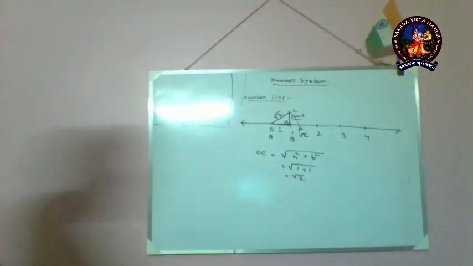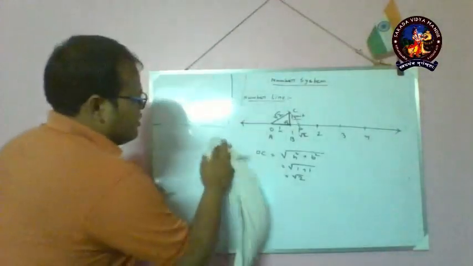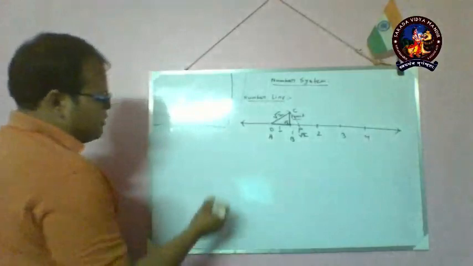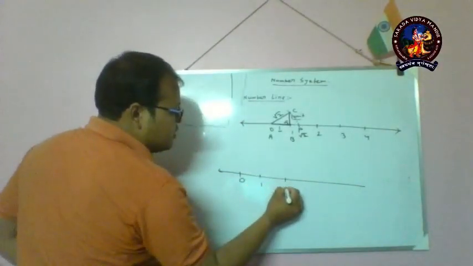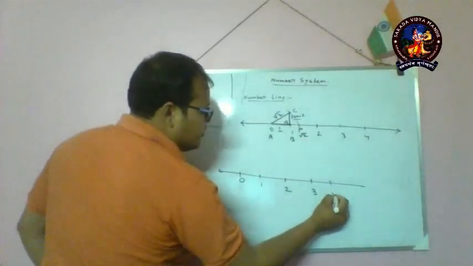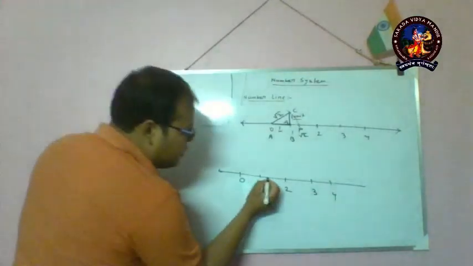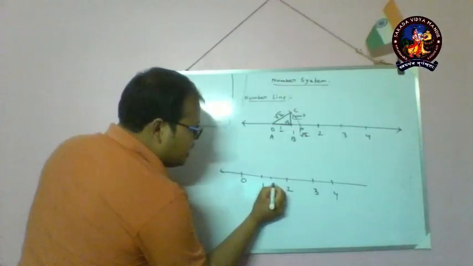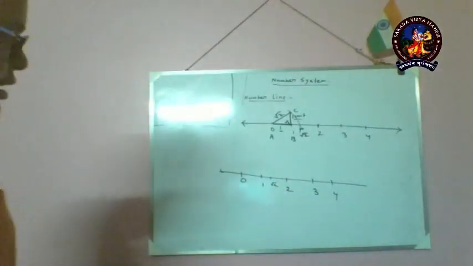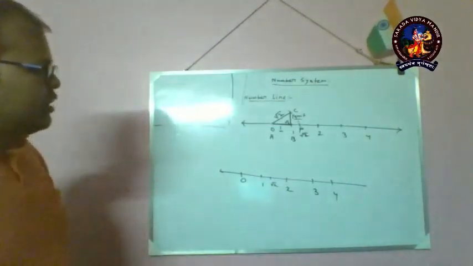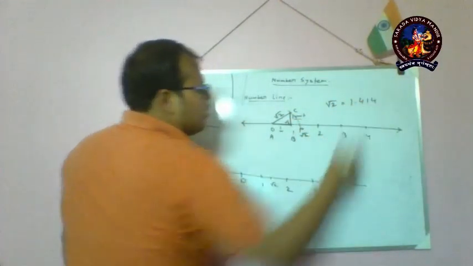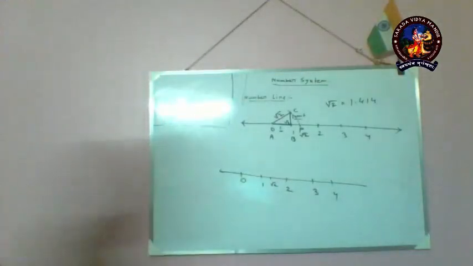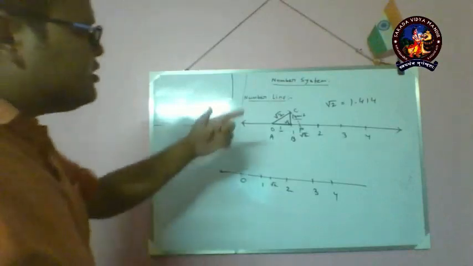Let's take root 3. Let's draw the root 3. 0, 1, 2, 3, 4. Here what you have to do? You have to take the root 2. Now we know where our root 2 is. It's between 1 and 2. And the approximate value of root 2 is 1.414, so it should be between 1 and 2.